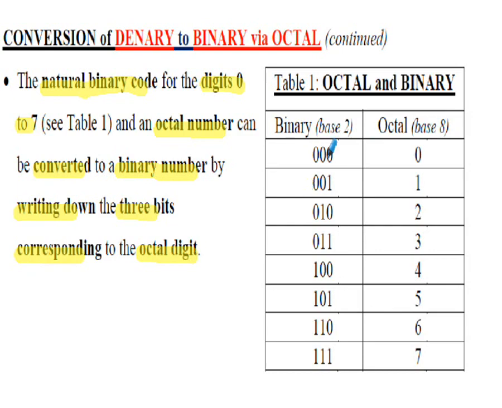So what you'll see in table 1 here is the octal base from 0 to 7 and the equivalent binary number from 0 to 111. We're going to use this table to simplify the process of converting a denary number to a binary number. This will be shown on the following slides.